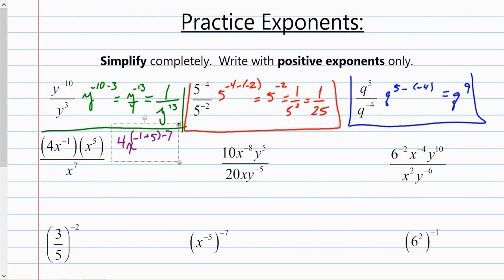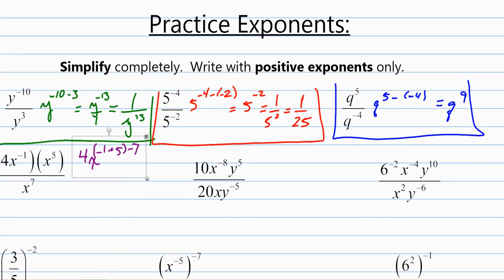So, when I do this order of operations, I am going to have, with these little boxes, 4x. Now, negative 1 plus 5 is 4. Minus 7 is negative 3. And this x to the negative 3 doesn't like where he is in the fraction. He wants to move down. So this becomes 4 over x to the third.